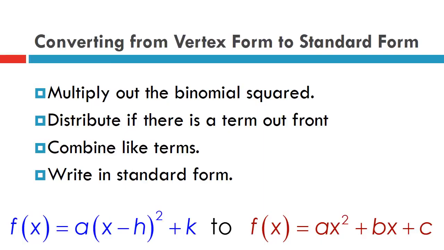So if we're in vertex form, we will be in this format right here, a times x minus h squared plus k. And when we finish, we're going to have ax squared plus bx plus c. So let's look at a couple of examples.